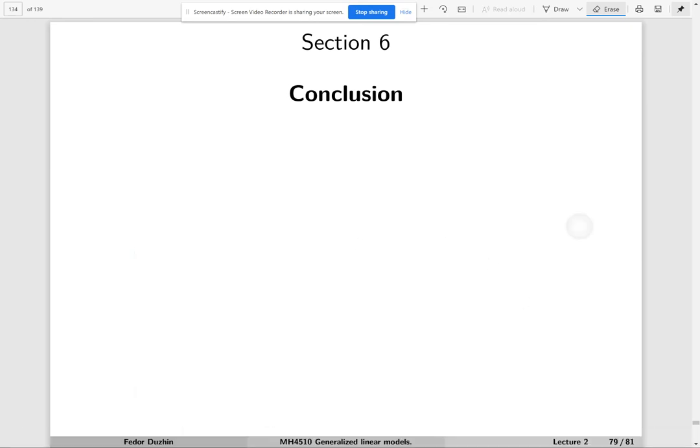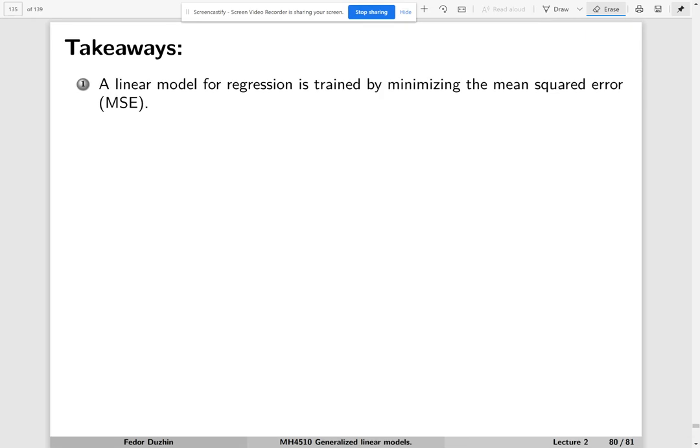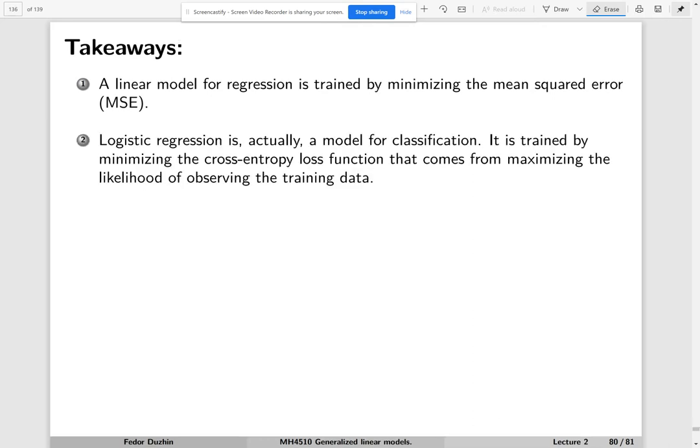So the main takeaways are that we looked at a linear model for regression, and we saw how it is trained by minimizing the mean squared error as a function of parameters of the model. We have also looked at logistic regression, and logistic regression is actually a model for classification rather than for regression. So the basic idea is the same.